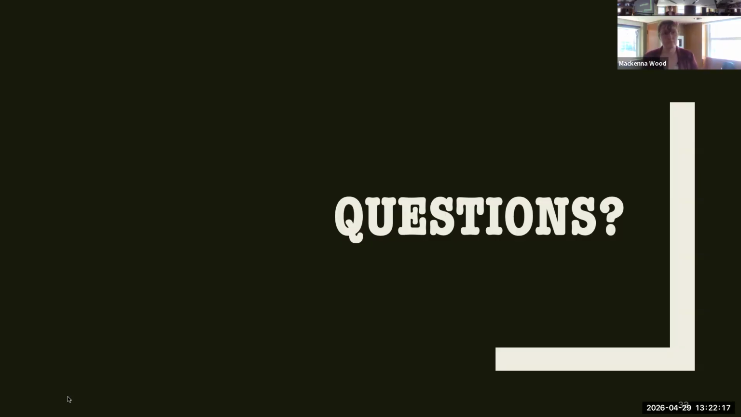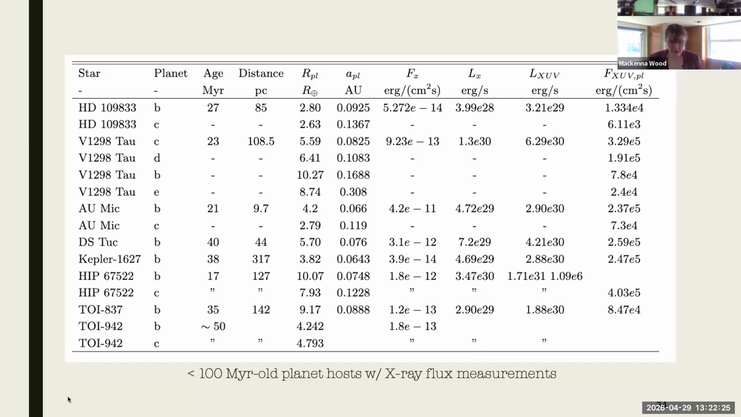Are there planets known for AB Aur and SU Aur? No, there are no planets known around those two. This is the table that I used to make that plot for every young planet that we know of that's less than 100 million years old and has X-ray. So the youngest one that we have is about 17 million years old. We don't have anything nearly as young as SU and AB Auriga.